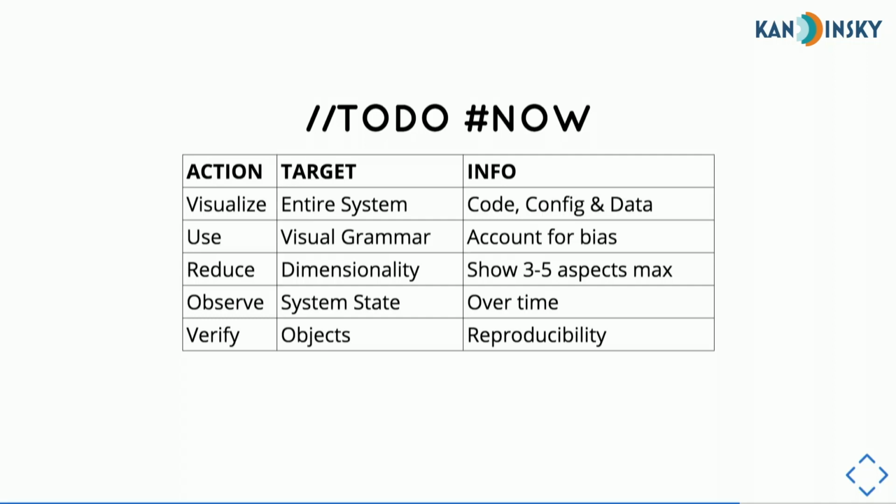Have an artist look at it. Reduce the dimensionality. Show 3 to 5 aspects max. It's the most difficult one for me. Easy to say, very hard to do. Observe the system state over time. There was one really excellent talk, and they were talking about the design versus the reality. So again, I think this is probably not a new concept, but to show that visually is maybe something new to think about. Verify the object's reproducibility.